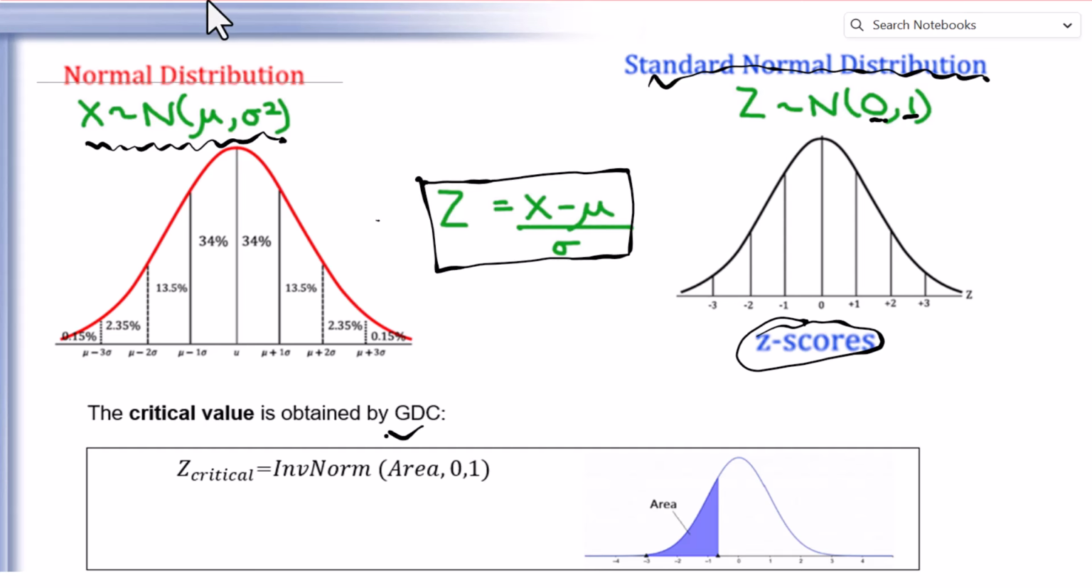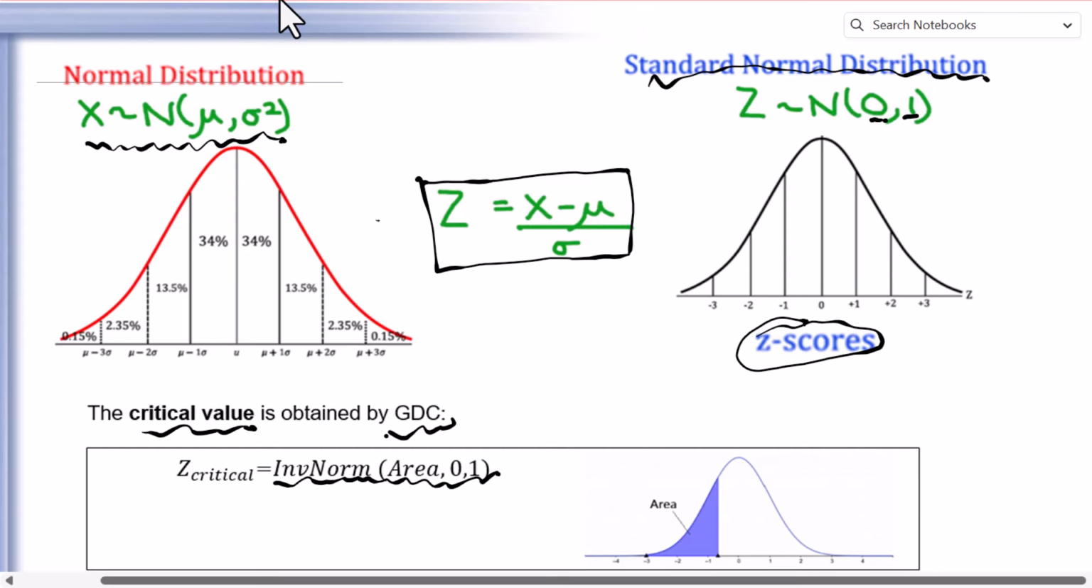We can use a calculator to get critical value of z-test. Inverse norm, area, mean 0, standard deviation 1. Assume critical value is k. Area equals probability of z less than k.